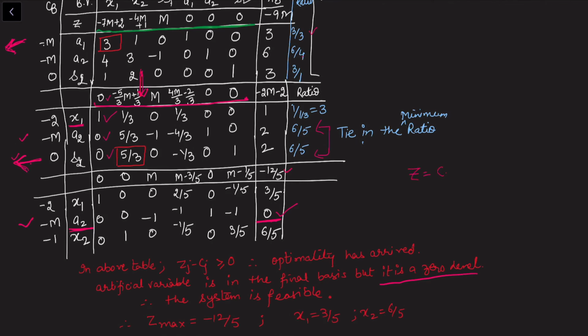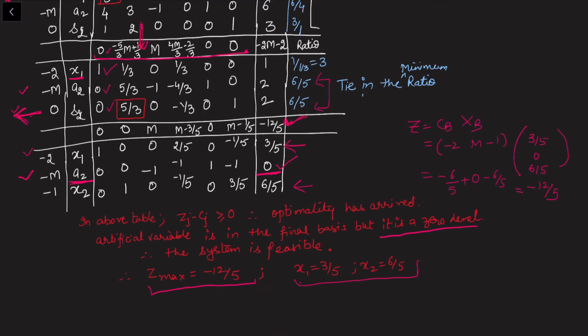Z was CB into XB. At this table, the cost of the basic variables is -2M, minus 1, and the XB is 3/5, 0, 6/5. When I do the matrix multiplication, this is -6/5, and 0 into M will be 0, minus 6/5. So the total quantity is -12/5, and hence we have written Z as -12/5. So the Z maximum is -12/5 at x1 equal to 3/5 and x2 equal to 6/5. So this is the optimal solution.